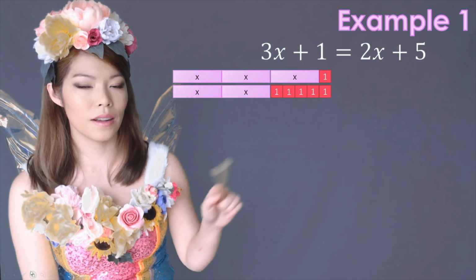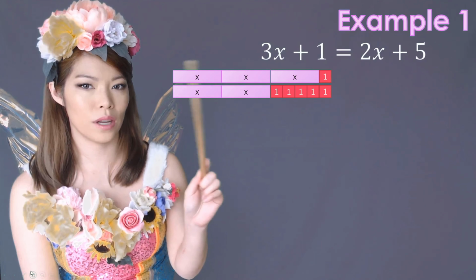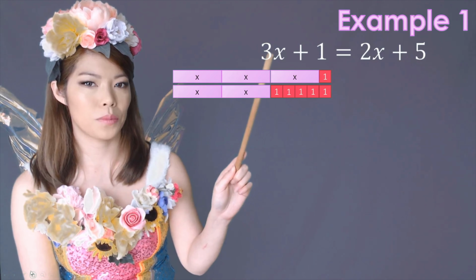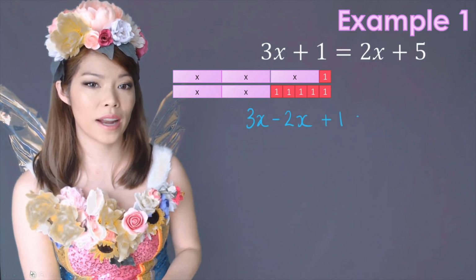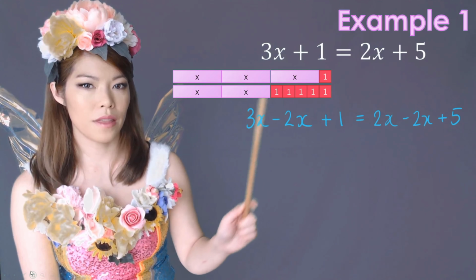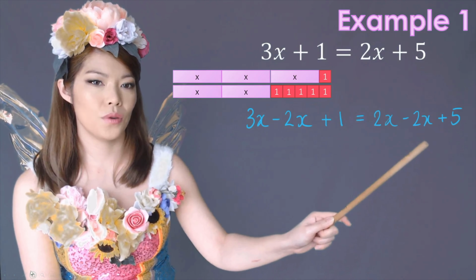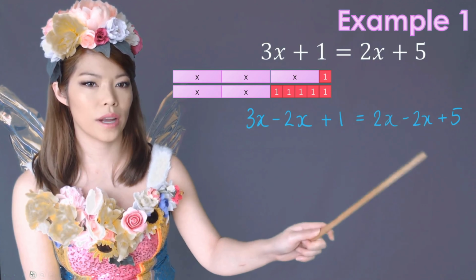So when we visualize it like this, we can clearly see the first thing we could do is get rid of these extra boxes. So we subtract 2x on both sides, and I could write it like that if I was to write it in my book. So we copy it down, 3x minus 2x plus the 1, 2x minus 2x plus 5. So I've minused 2x from both sides.